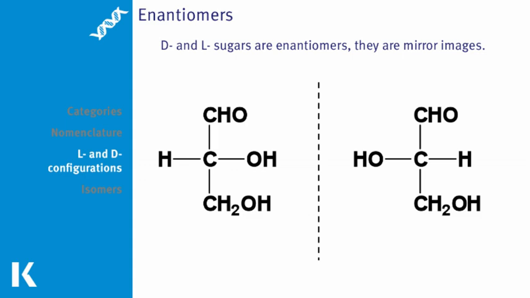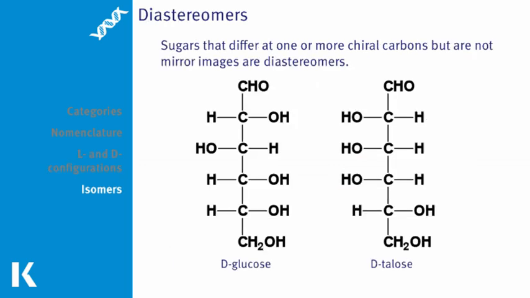Now it's time to take a look at the L and D configurations. We use these initials to compare enantiomeric sugars, sugars that have a mirror image molecule. And as you can see in the example of glyceraldehyde below, the orientation of the functional groups about the central carbon is what determines that L and D configuration.